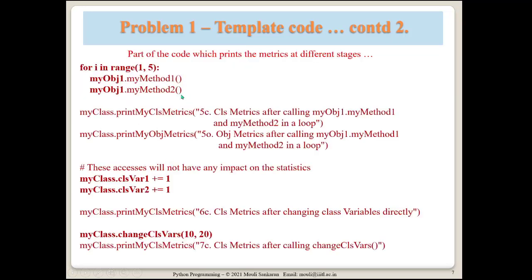Now I am going to call this in a loop, 1 to 5, on object 1, my method 1 and 2, both I am calling. Then I want to see what the matrix is. So the matrix would have changed now based on these accesses.